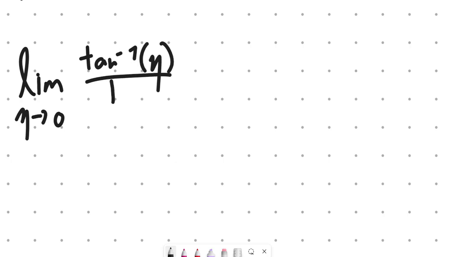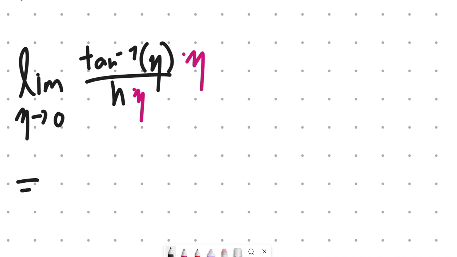So let's go back to the original limit. The original limit is the limit as h approaches 0, or let's say eta approaches 0, since we have eta right now, of the inverse tangent of eta divided by h. But we can do something. We can multiply the eta here. So we have the inverse tangent of eta divided by eta. But since we divided, we have to also multiply on the top side.